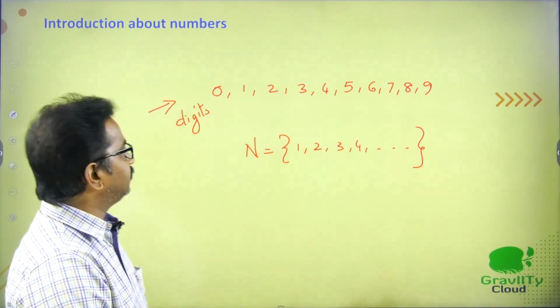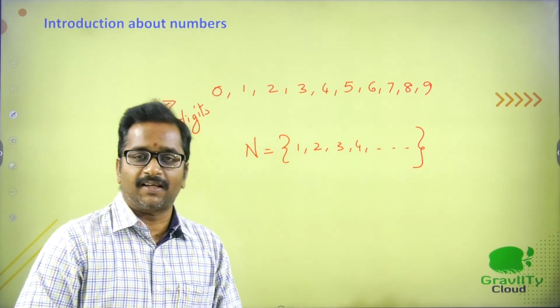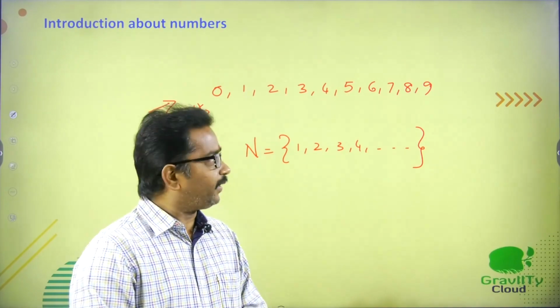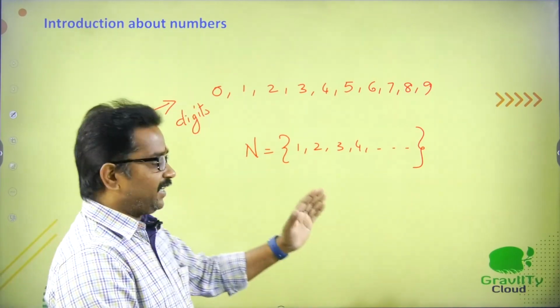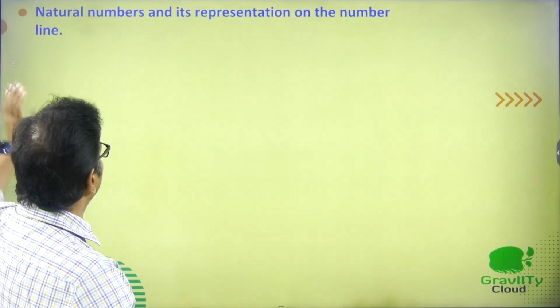Okay. So the numbers which are counting numbers 1, 2, 3, 4 and so on are called natural numbers, and they are represented by the capital letter N. So the first one is digits and the next one is natural numbers. And if you go to the next one, yes.